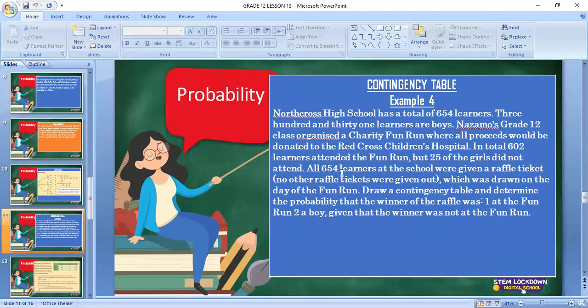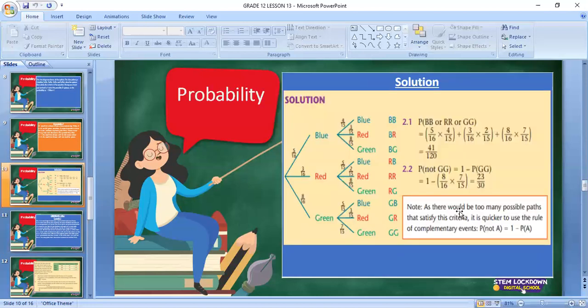All 645 learners at the school were given a raffle ticket, which was drawn on the day of the fun run. Draw a contingency table and determine the probability that the winner of the raffle was 1, at the fun run, 2, a boy, given that the runner was not at the fun run. Okay, now we need to use the contingency table to do this.